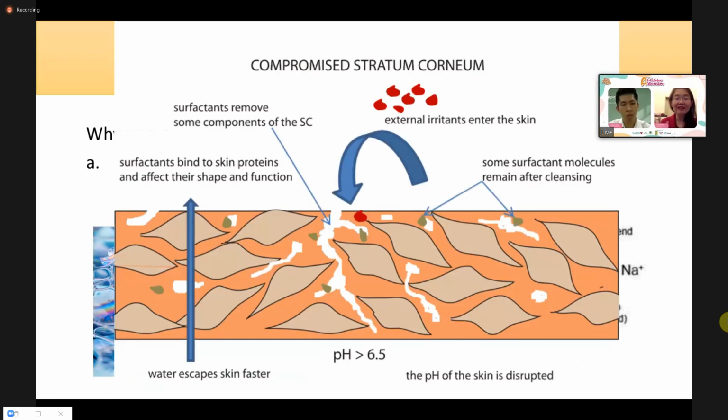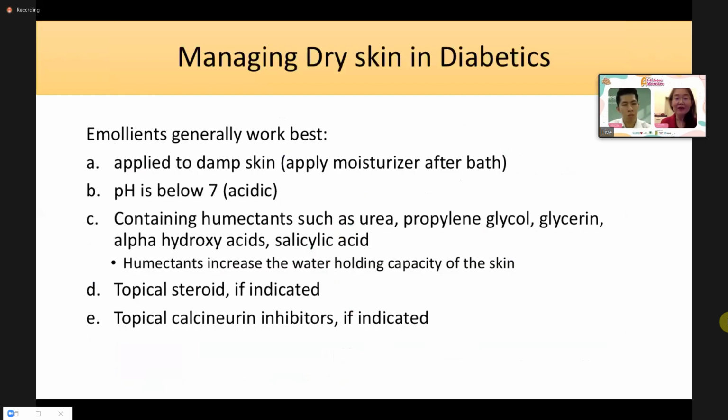A surfactant, which is one of the ingredients in the soap, can actually remove your stratum corneum, which is the first layer of the skin. So if the surfactant binds to the skin protein, it affects the shape and the functions, and then it causes cracks in the skin, so there's loss of skin barrier function.